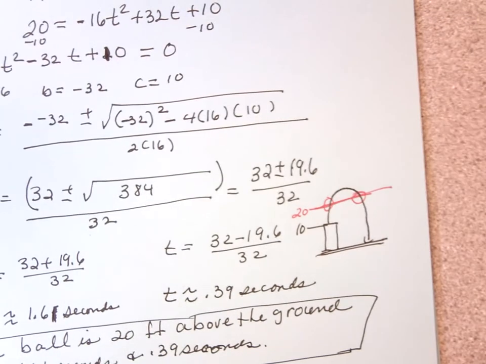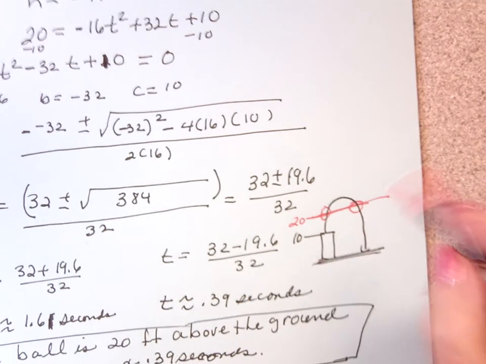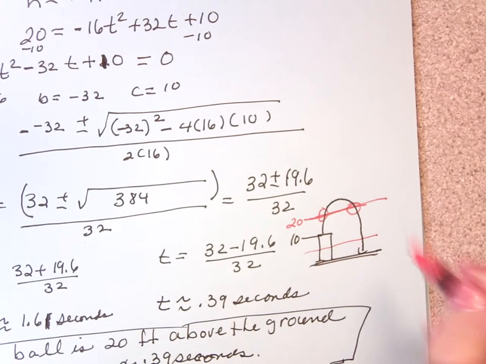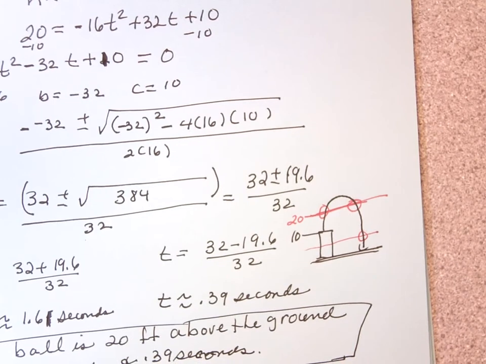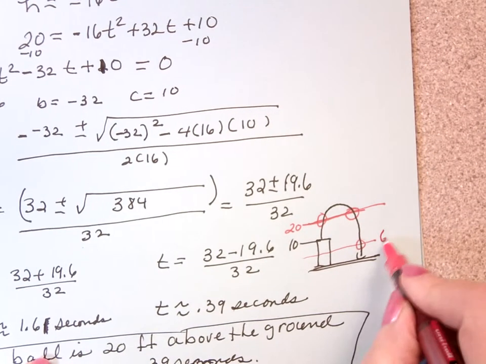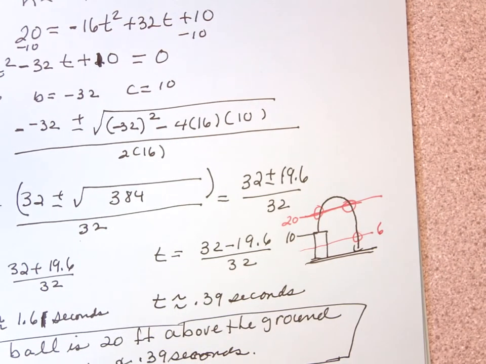If I would say, when is it 6 feet off the ground, 6 would be here, it would only be once, because it started above 6 feet. But anything above 10 feet, it hits it twice. Cool.